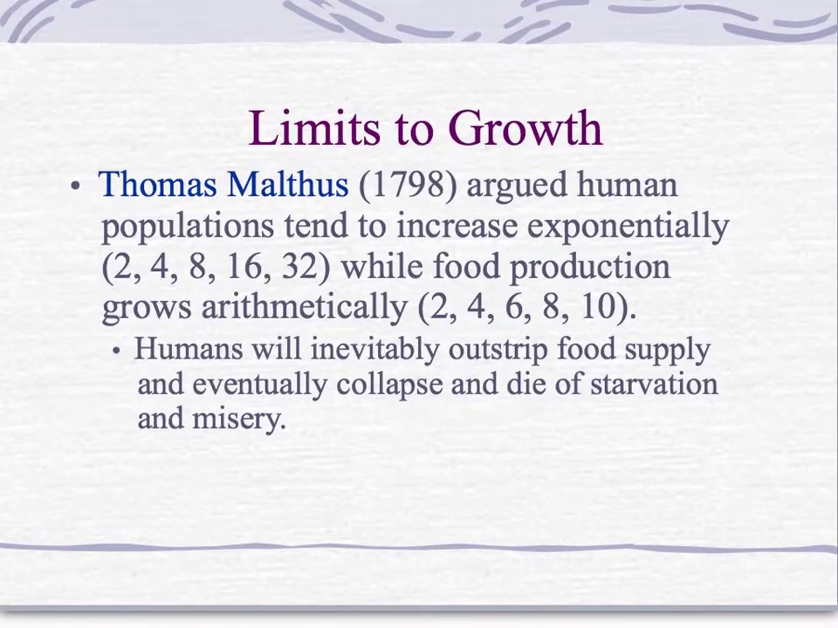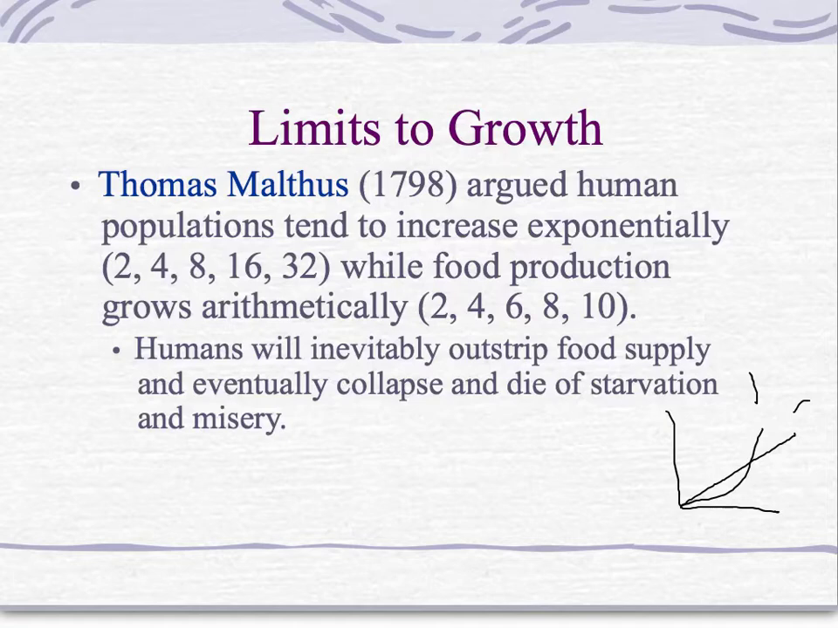So what that looks like, sorry about that, is here is our x and y axis, and here's our human population, and here is our food supply. And at some point, our human population is going to be greater than our food supply, and that's going to equal a crisis, which in that case is where humans have outstripped the food supply, and we're going to lead to starvation or misery.